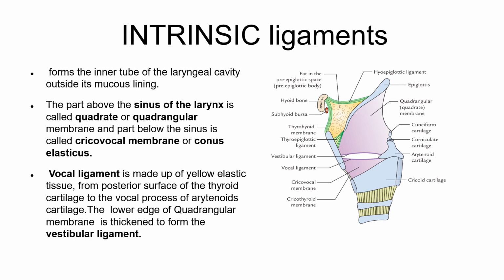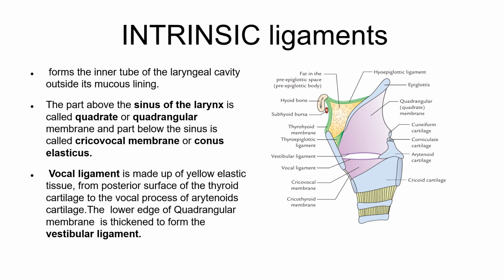Now coming up to the intrinsic ligaments. So the intrinsic ligaments, these are the ones that are forming the inner tube of the laryngeal cavity. So they are present just outside the laryngeal cavity, just outside the mucous lining. Now already we have seen that the mucous lining which is present inside the laryngeal cavity, it is continuous above with the laryngopharynx and below with the trachea.